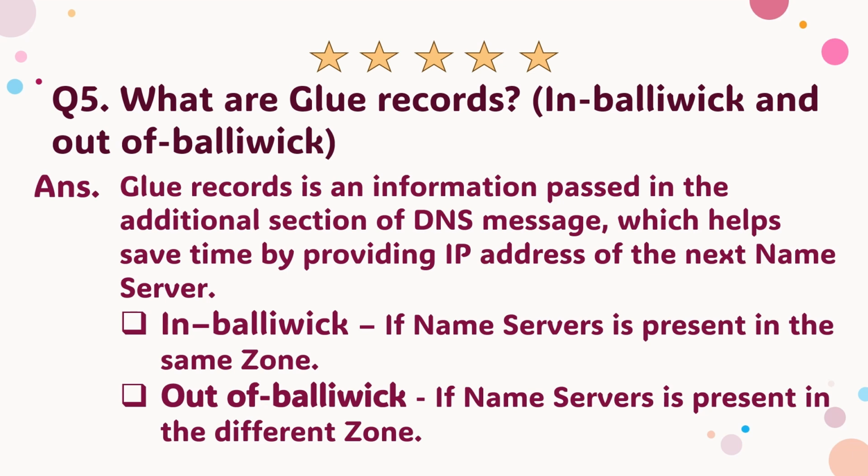Now there are two types of glue records, in-bailiwick and out-of-bailiwick. In-bailiwick means the name server is present in the same zone. So when we are saying now you need to parse this location next, at that time that is present in the same zone, so we will easily pass on the IP address of it as well. Out of bailiwick means the name server is present out of the zone, still the IP address would be passed in the additional section. So that is the additional information, also known as glue record. Very important question.